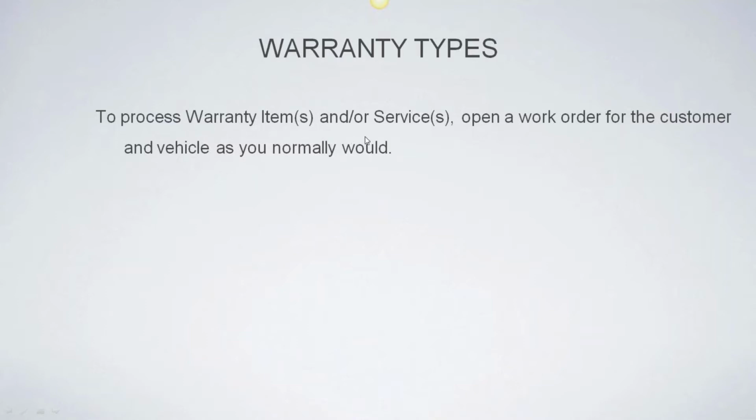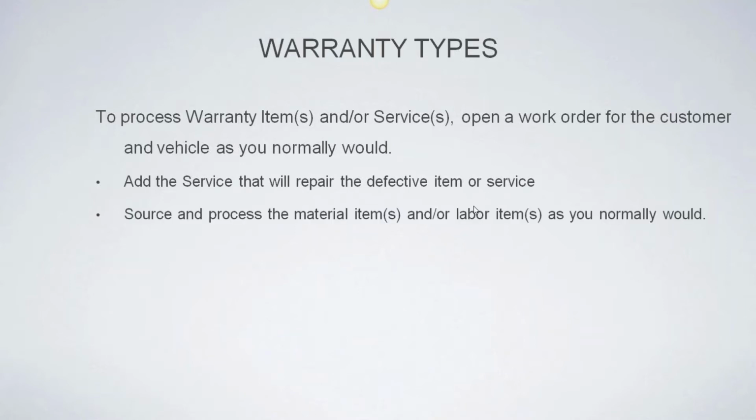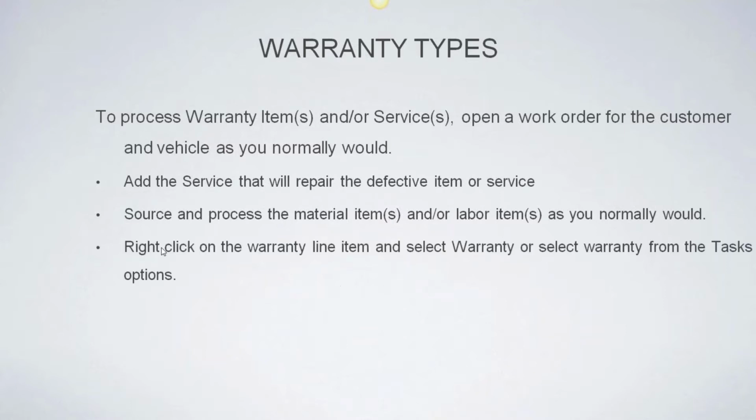To process warranties and/or services, open a work order for the customer and the vehicle as you normally would for any other repair. Add the service that will repair the defective item or service. Source and process the materials and labor items as you normally would. Approach this just like it's a normal work order.